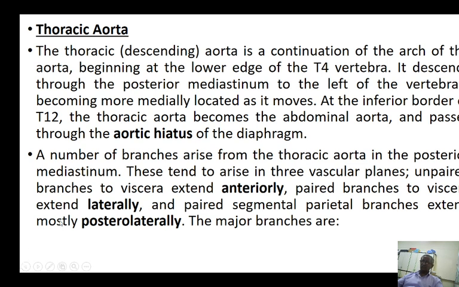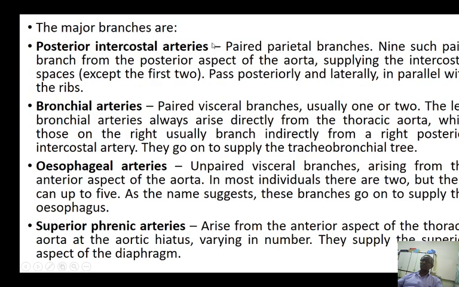Paired branches to the viscera extend laterally, and paired segmental parietal branches extend mostly posterior-laterally. So we have three varieties of branches from the thoracic aorta: unpaired branches extending anteriorly, paired visceral branches extending laterally, and paired segmental parietal branches extending posterior-laterally. Now the major branches. Posterior intercostal arteries.